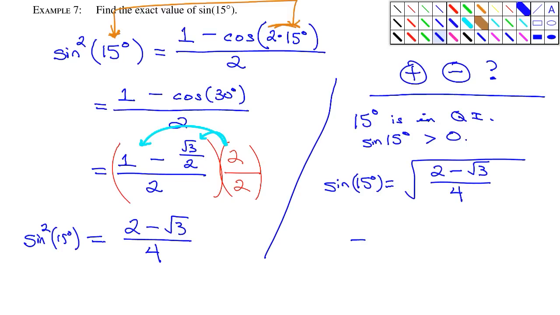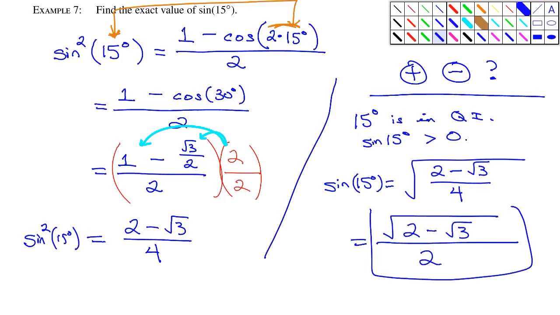One more simplification: split the square root up over the numerator and the denominator, and the square root of 4 is 2. So the sine of 15 degrees is root 2 minus root 3, and this root 3 is inside the square root with the 2, and then all that divided by 2.